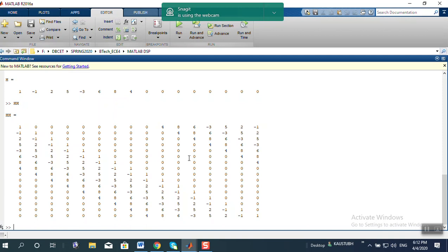Like this is shifting. So one this, then 1 unit shift that goes down, 2 unit shift it goes down, 3 unit shift it goes down, 4 unit shift, 5 unit shift, 6 unit, like that. And the matrix method.